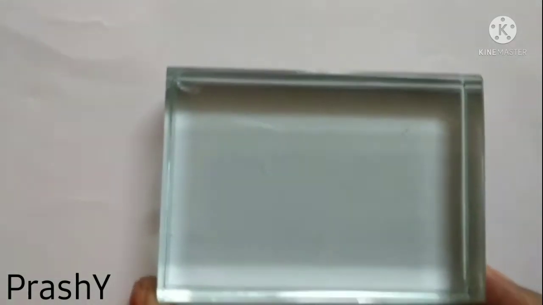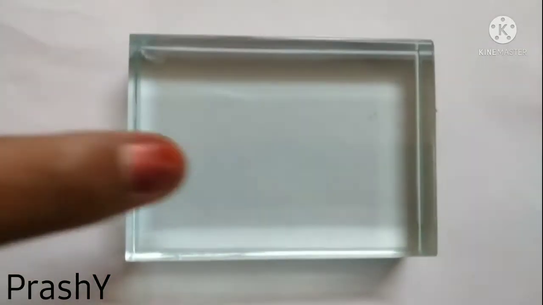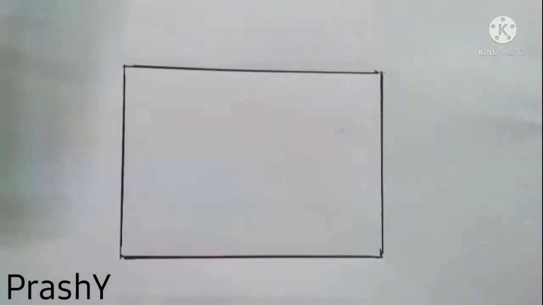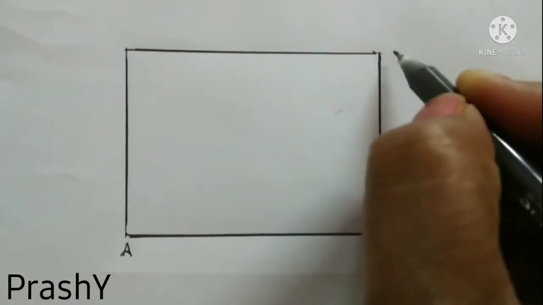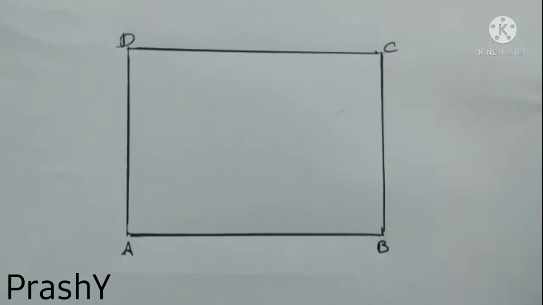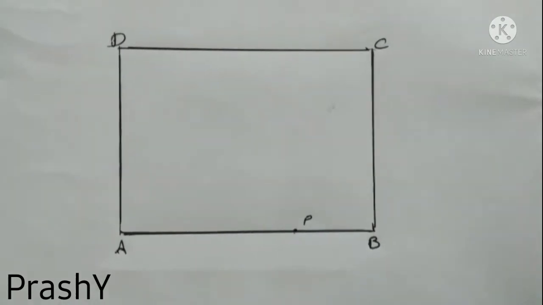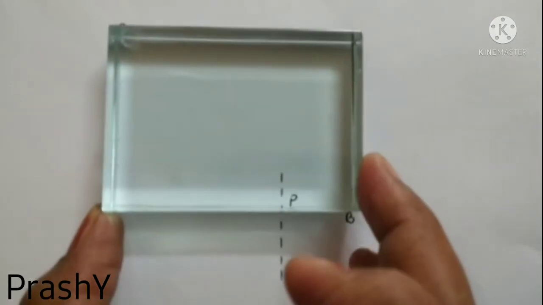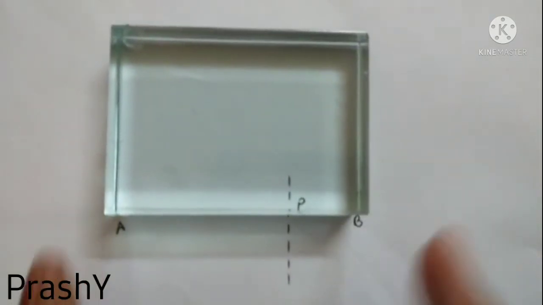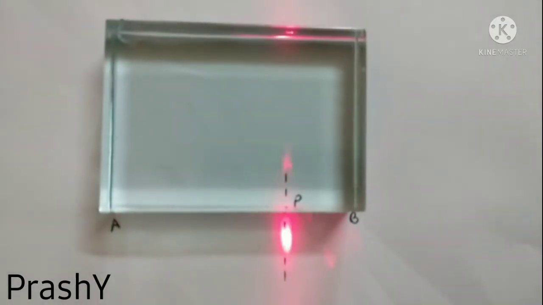So what will be the procedure for this activity? First, I have to place a glass slab at the center of the chart paper and draw the outline of this glass slab. Now remove the glass slab and mark the vertices of the rectangle as A, B, C, D. Now draw a perpendicular line at point P on the line AB. Now place the glass slab along the vertices and pass the laser light along this perpendicular line.